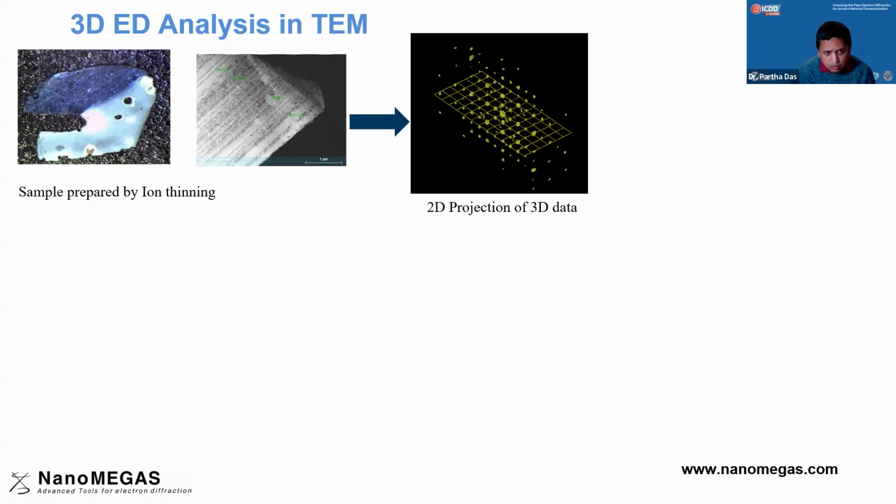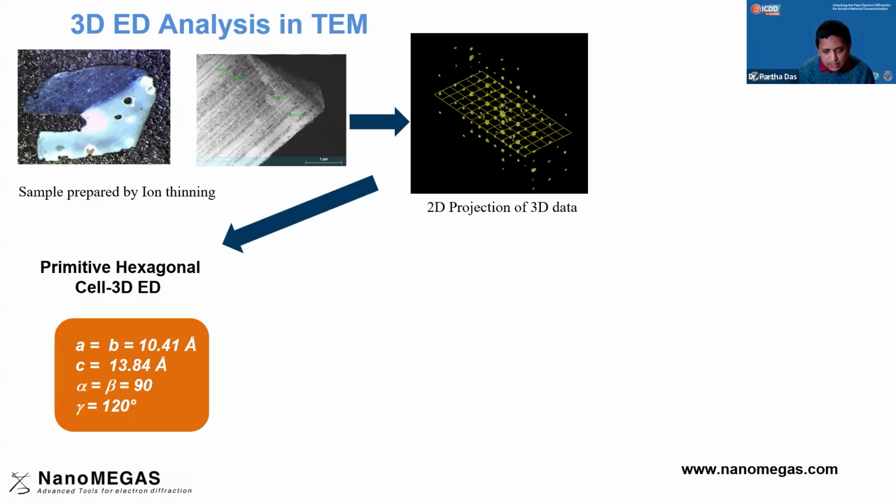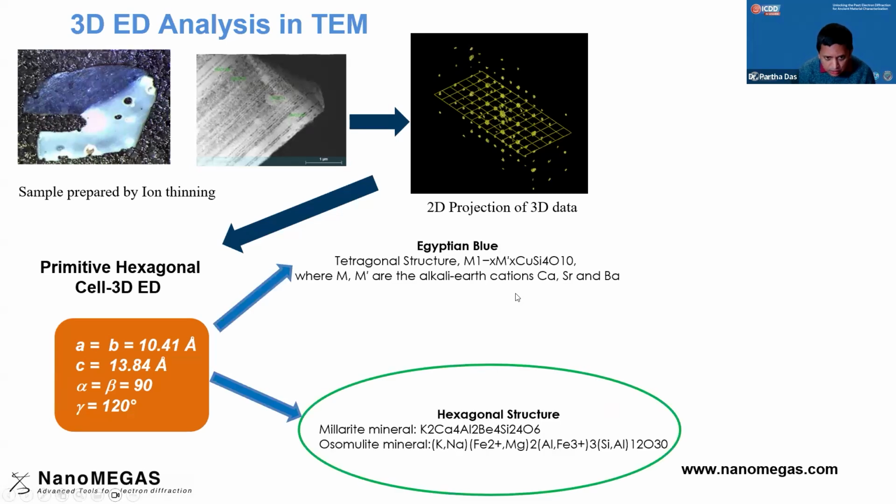Everywhere there is an amorphous phase around, but we were able to identify 4 precipitates. Once we had the 4 precipitates, we collected some nice diffraction data, and we were able to get the unit cell. And once we got the unit cell, we went back to the literature and the database. From the literature, we know there are 2 types of blue pigments. One is Egyptian blue, and the other is the millerite, osmolite type group of minerals. Since the structure is hexagonal, we discarded Egyptian blue, and we took into account only the millerite, osmolite group of minerals.